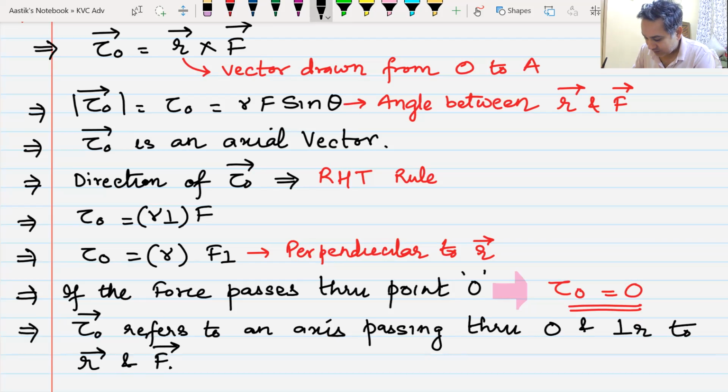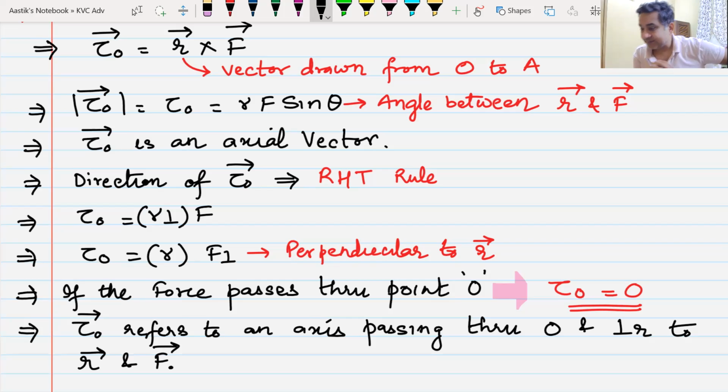Do we understand what I'm saying here? Torque is an axial vector. You cannot find torque about any point. Whenever torque is coming, it is always coming about an axis. In this case, the axis is passing through O and it is perpendicular to the plane containing R and F.